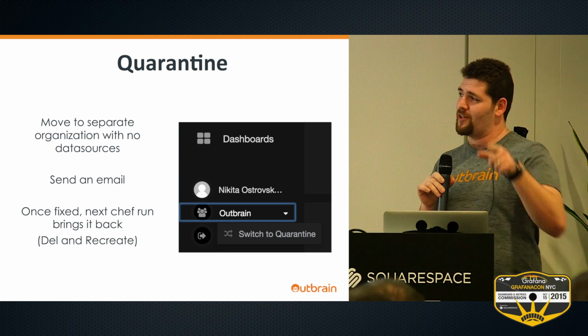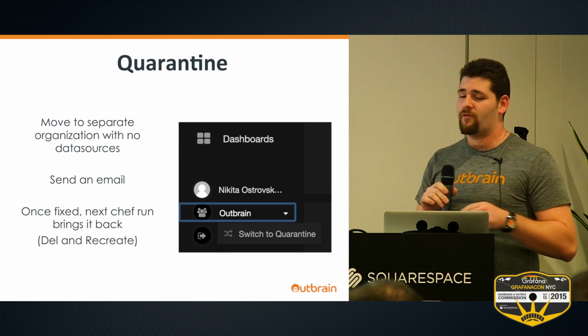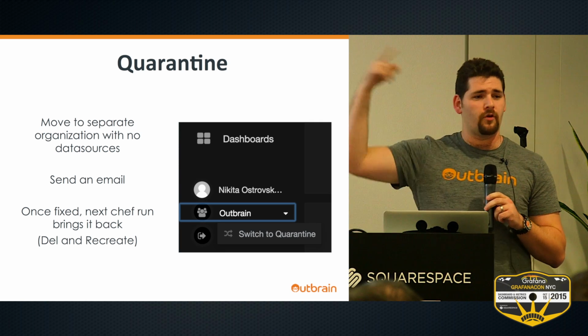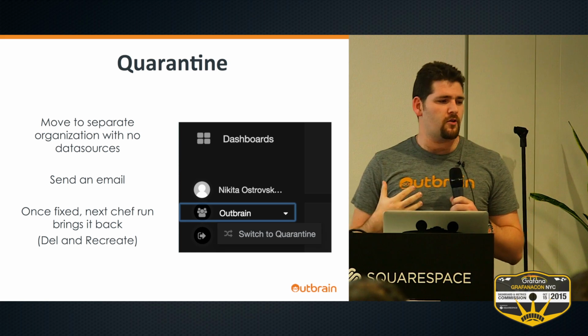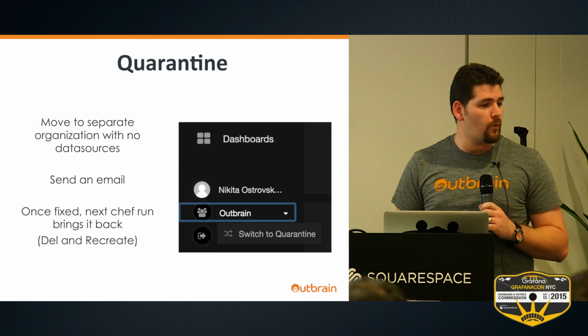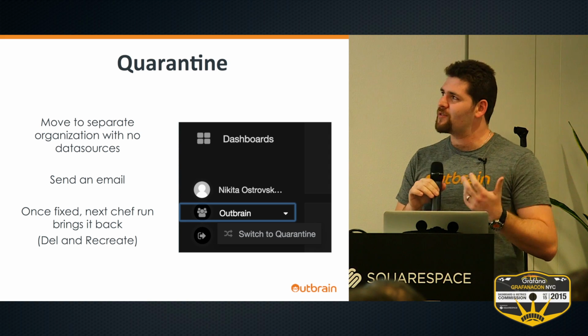But guess what? We also sent you an email. And when you go and fix it, the next time Chef runs, we'll back it up, delete it, and then recreate it back in the Outbrain dashboard. So that's really just some basic concepts. Wow, I went through this really quickly. That's great. So it's really some basic concepts.